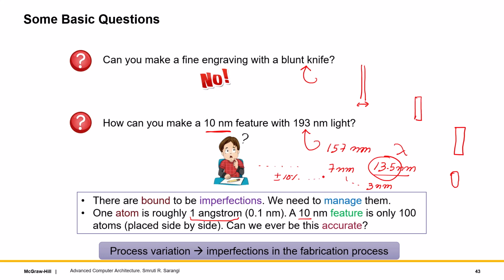Our doping process is not all that great. Plus, we are using light with a significantly higher wavelength as opposed to the feature size. So all of these things contribute to process variation, which is basically what we want to print is not what we actually print, right? What we want is not what we get. There are imperfections in the fabrication process, mainly because of the wavelength of light, and also because of the fact that we are trying to place atoms side by side, and placing them side by side that accurately is not possible. There are bound to be inaccuracies in the system.